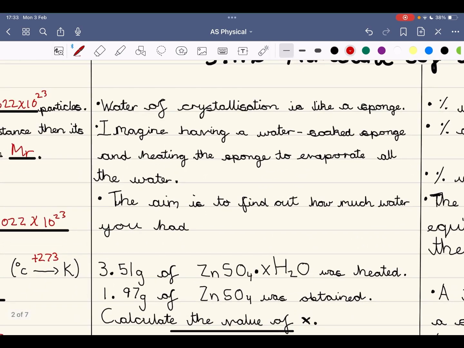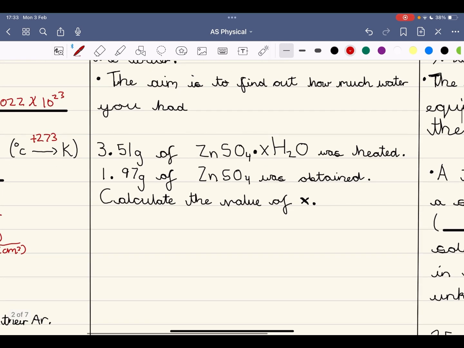I like to think of water of crystallization as a bit of like a sponge. So imagine having a water-soaked sponge and heating up the sponge to evaporate all the water. The aim is to find out how much water you originally had inside the sponge. So to do this, I've given an example first for us to actually understand it. So we have 3.51 grams of zinc sulfate hydrated, and this was heated to 1.97 grams of zinc sulfate, and then there's going to be some water remaining as well.